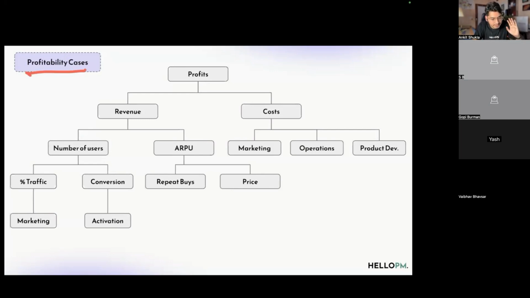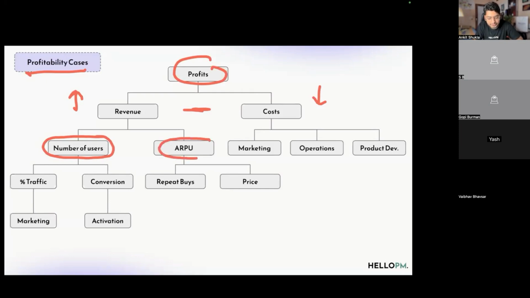No matter what the company is, you can break down the problem into multiple parts. Let's say profit means revenue minus cost. You can either reduce the cost or you can increase the revenue. How can you increase the revenue? There are two ways. Either you can increase the number of customers, or you can increase the amount of money that each customer pays you.